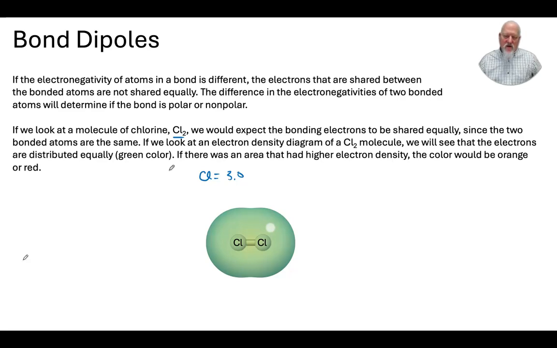When that happens, we see that the electron density, so this is an electron density map, and what it does is depict how evenly the electrons are distributed around that molecule. And we can see here that it's all green, so it's all equally distributed. If we saw red or blue, red means there's a high electron density on that atom, and blue means there's a low electron density on that atom, and green means everything's equal. So this electron density map shows that the chlorine atoms are sharing the electrons in the bond equally.